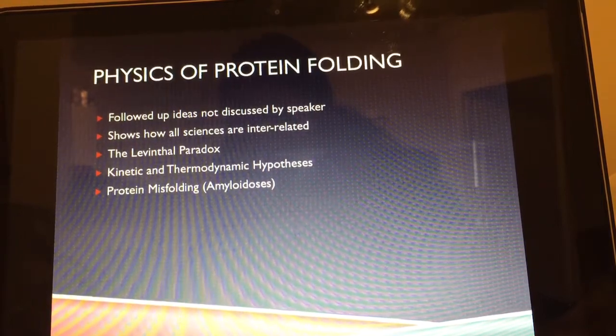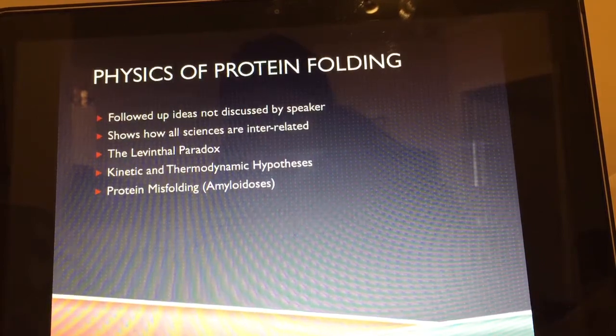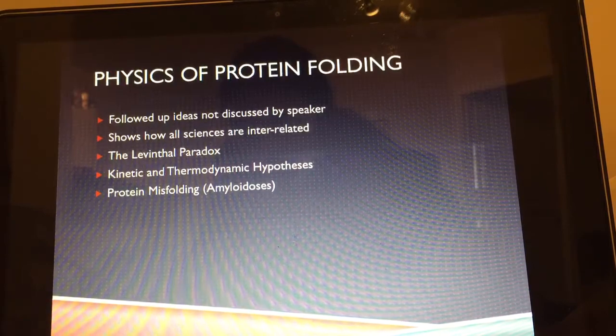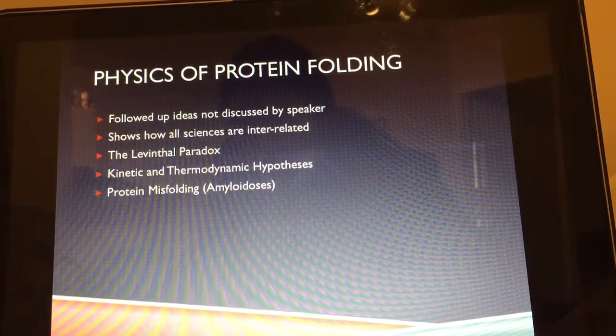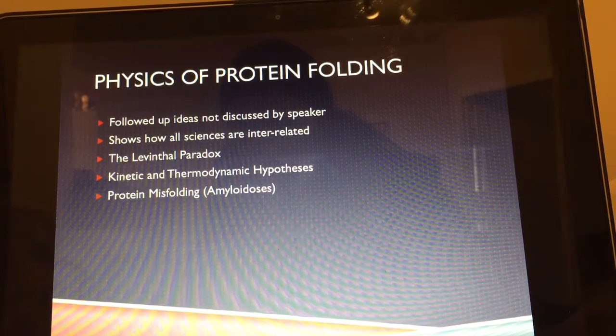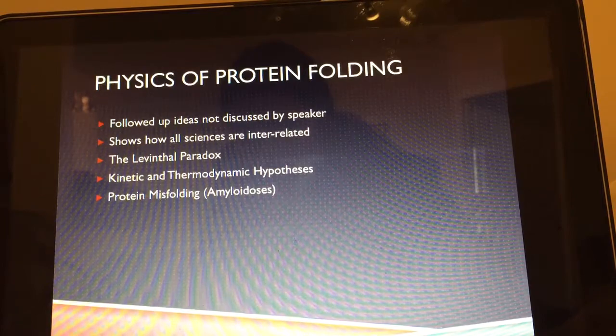Misfolded proteins, which form amyloid fibrils, are extremely dangerous to physical and mental health. Most notable are the neurodegenerative diseases which arise from misfolded proteins, such as Alzheimer's disease, caused by amyloid beta protein, Parkinson's disease, and Creutzfeldt-Jakob disease.